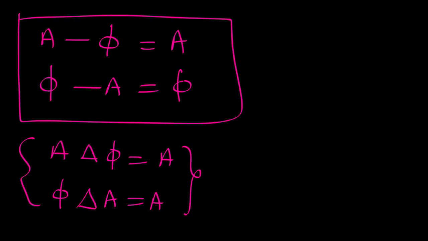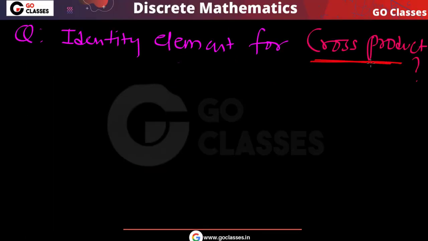Let's see what the identity element for cross product is. Basically the question is, A cross what should I write here such that I get A? A cross, what should I write here such that I get A?